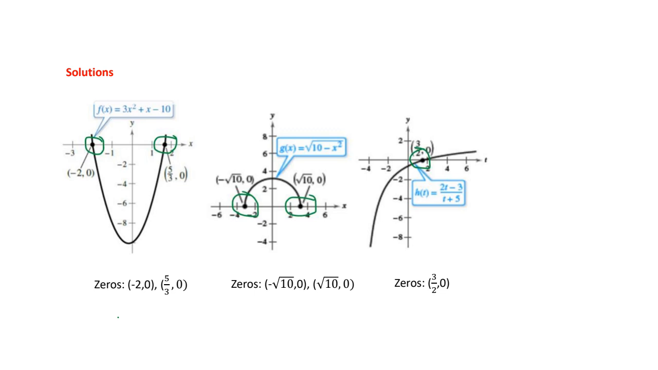And on graph number 2 in the middle, we notice this is the negative square root of 10, and this is the positive square root of 10. By the eye, we cannot see that. But again, we can do it algebraically or by plugging it into the calculator. And the last one, we have h of t equals 2t minus 3 times t plus 5. So this is a graph, but we're looking for the zeros, which would be 3 over 2, 3/2, 0.